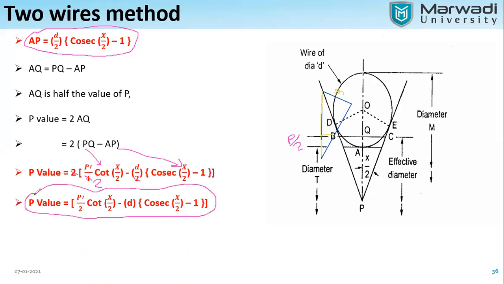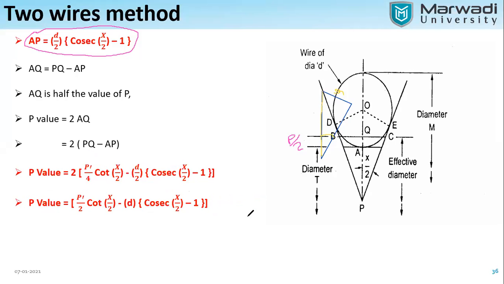So the final answer of P value is P dash by 2 cot x by 2 minus, here d is the only remaining part, so d into cosec x by 2 minus 1. Right, this is the value of P. And when we add the answer of T that we got from the measurement, our final answer of effective diameter will be there.